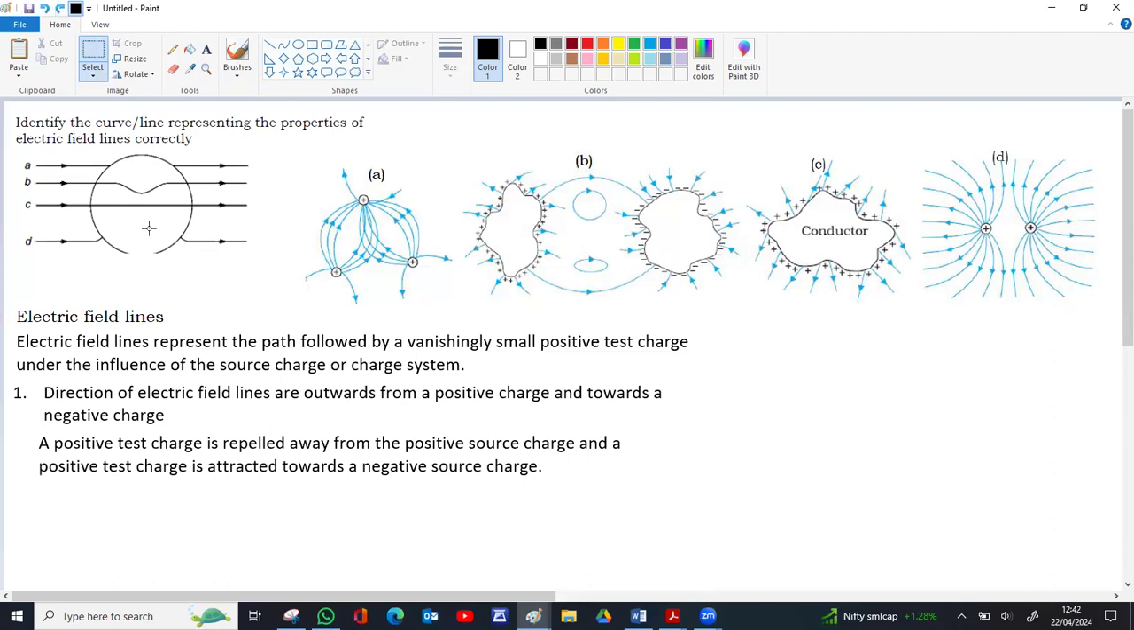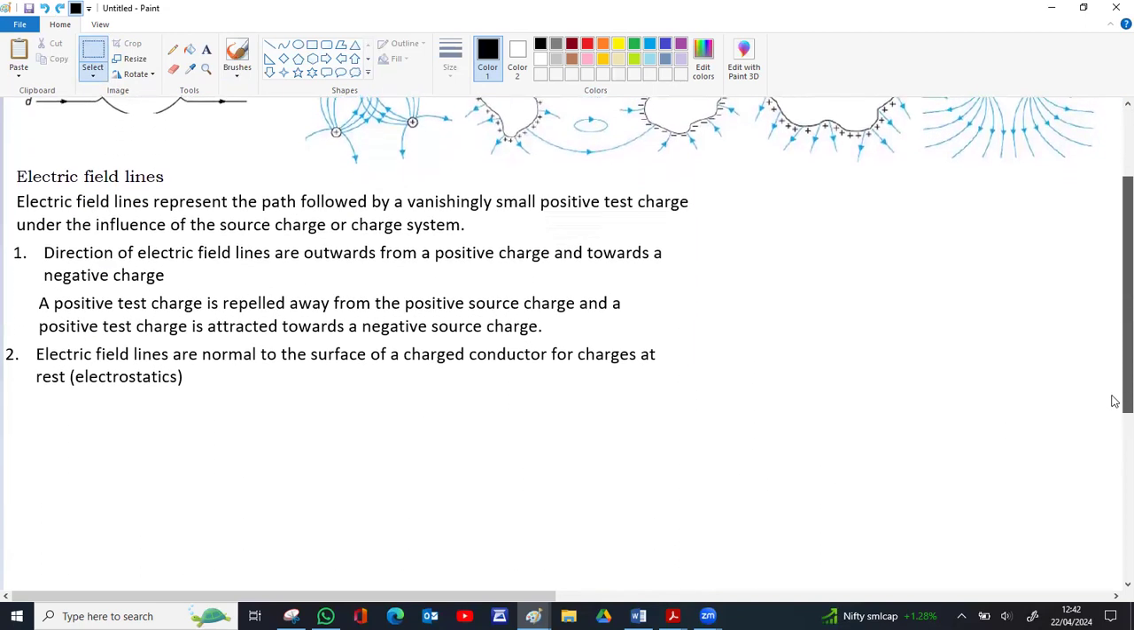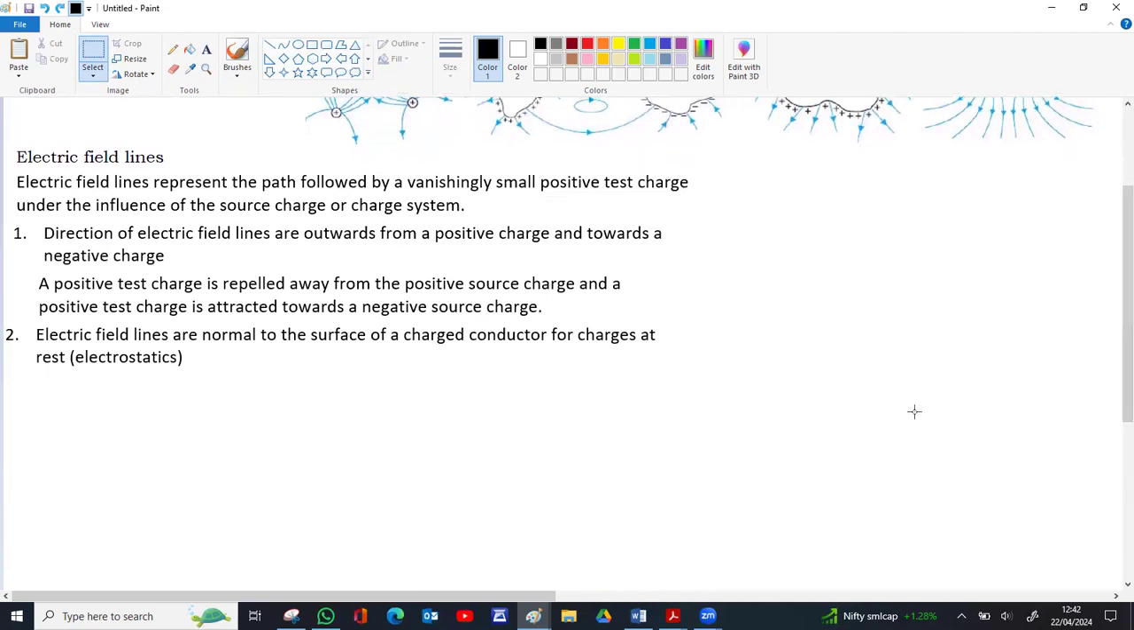So that's the reason. Now number 2, the electric field lines are always normal to the surface of a charged conductor for charges at rest. We deal with charges at rest in electrostatics, not charges in motion like current electricity. That may be a different case. For charges at rest, the electric field lines are always normal to the surface of a charged conductor.